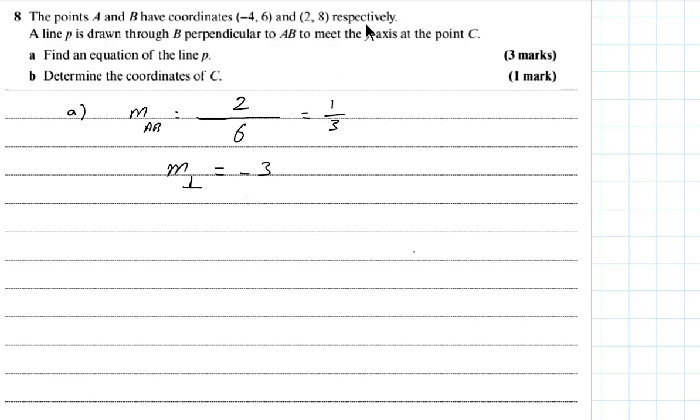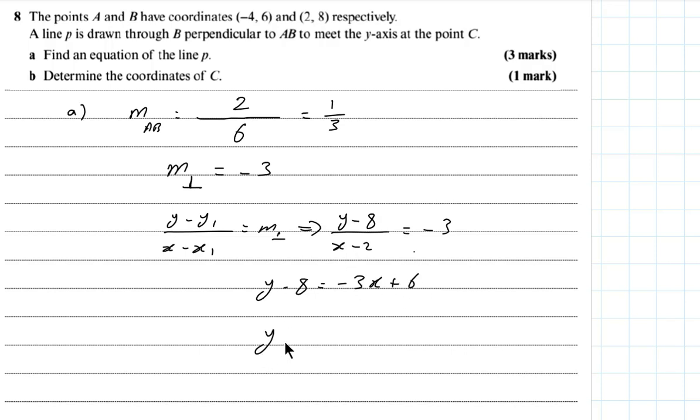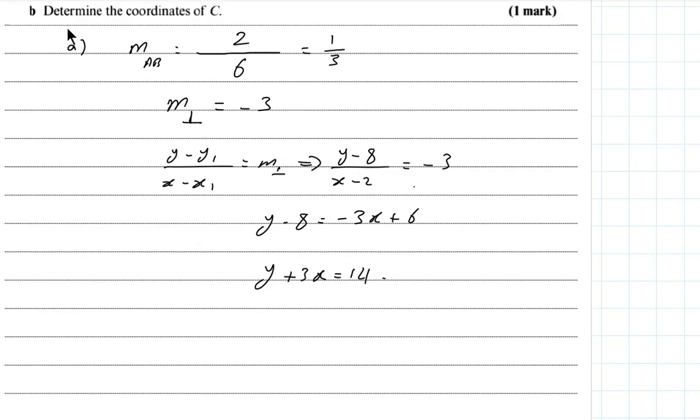Now we have the gradient of the perpendicular and we have a point, which is B, so we can write (y - y1)/(x - x1) equal to the gradient of the perpendicular: (y - 8)/(x - 2) = -3. Then we can simplify it to y - 8 = -3x + 6, or y + 3x = 6 + 8, which is 14.